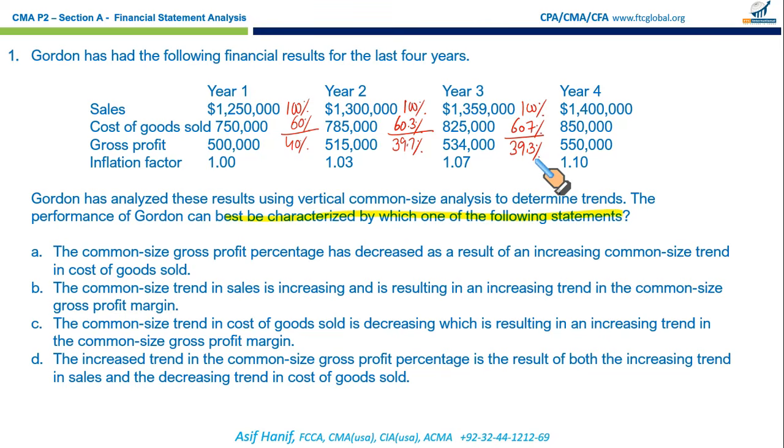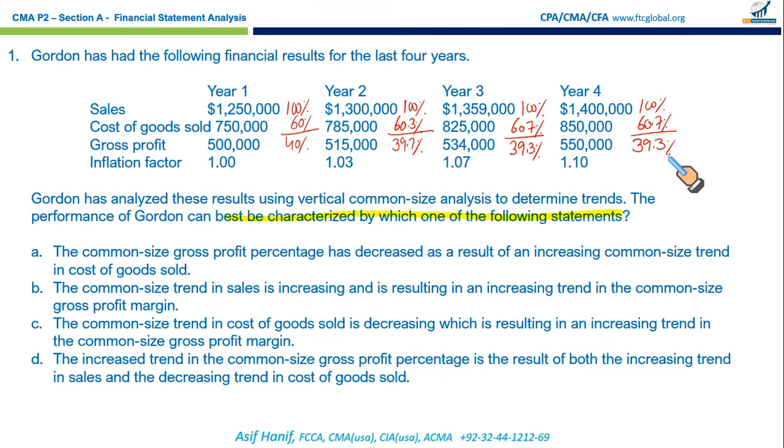Same goes for the last year. 1.4 million is your sales. 850 upon 1.4 million, 60.7 is your cost of goods sold. The gross profit, of course, will be the difference between these two, 39.3%. Now we have all the numbers. The options need to be matched with these percentages one by one.